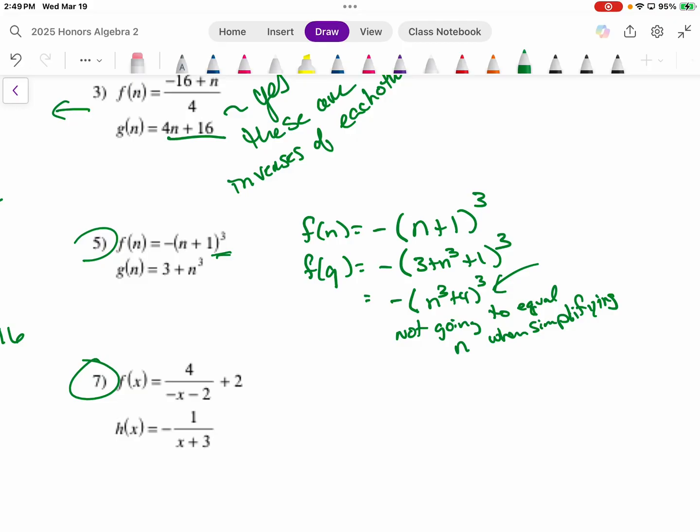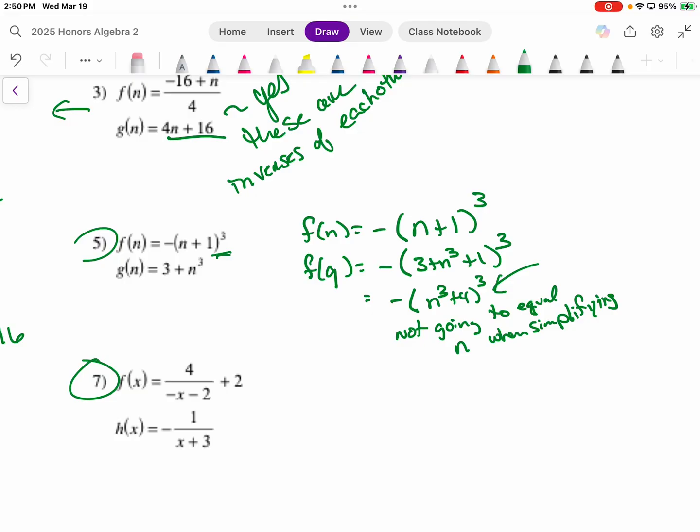Now, I don't need to do that because we know what's going to happen when I do n cubed times n cubed times n cubed. I'm going to have technically out front n to the what power? 3 plus 3 is 9. When I FOIL multiply that out, this isn't going to go down to just an n. So I can go ahead and stop at that stage and say, hey, these things aren't inverses of each other.